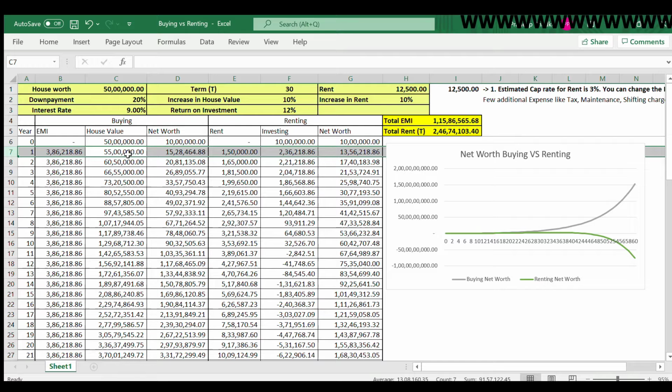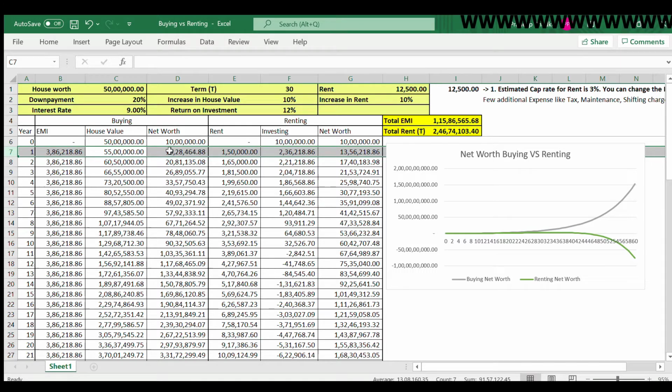So over here, the magic is that in year one itself, when you would have bought a house worth 50 lakh rupees and the house value increases by 10%, the house value will go up to 55 lakh rupees. And because your house value would have gone up to 55 lakh rupees, your net worth would also have jumped drastically. That is, just on a base of 10 lakh rupees, it would have gone up to 15.28 lakh rupees.